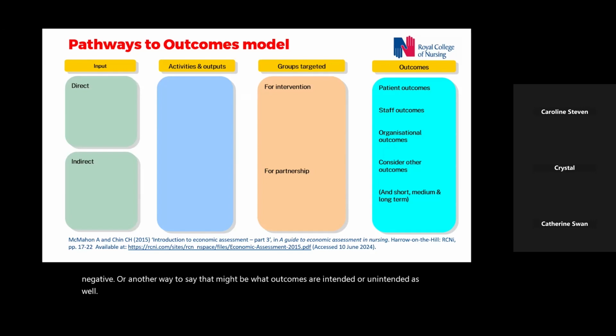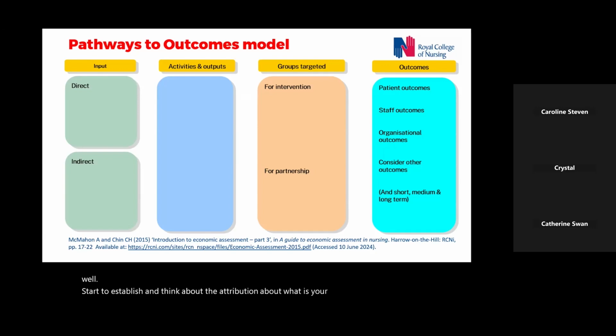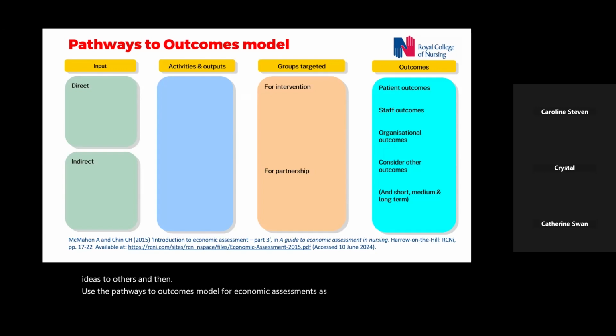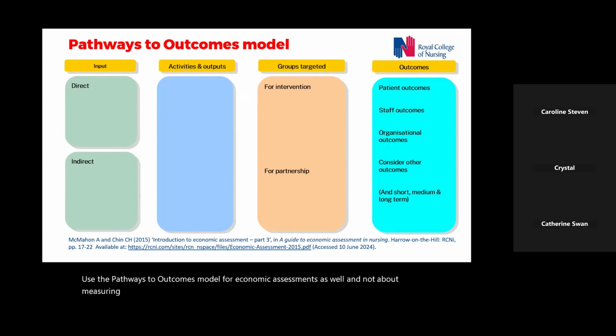Start to establish the attribution: what is your compelling story, linking your outcomes to your innovation? You want to be able to sell your innovation or your change ideas to others, and then use the pathways to outcomes model for economic assessments as well. It's not about measuring everything, it's about measuring what is important. So who are you trying to convince, whose value? Prioritize parts of your model in terms of looking at costs and benefits.